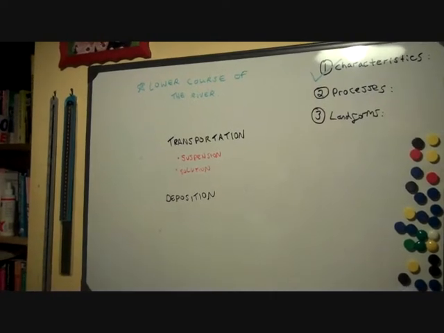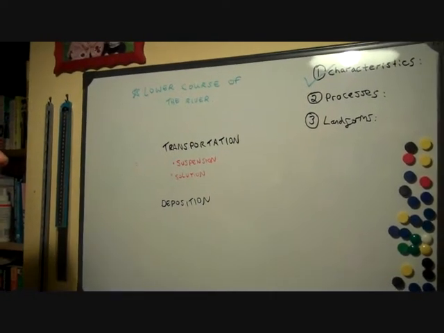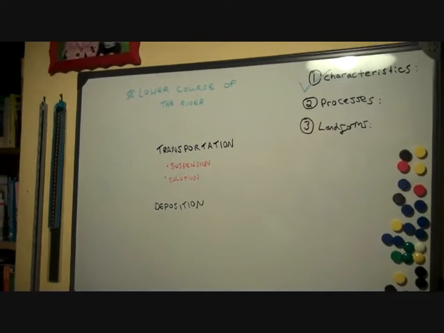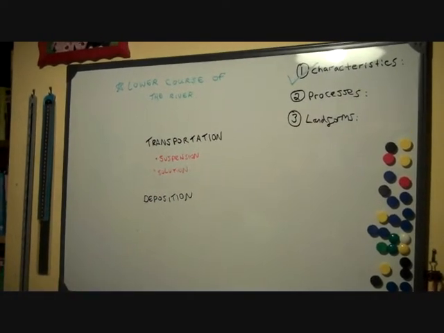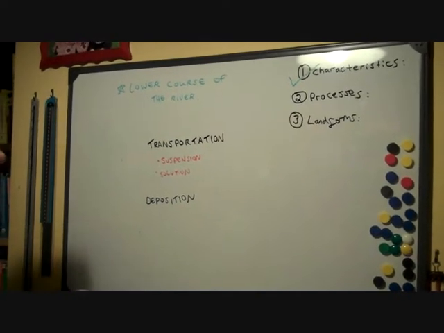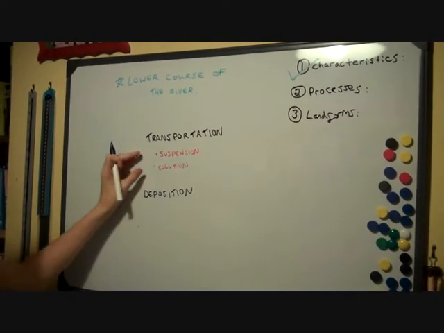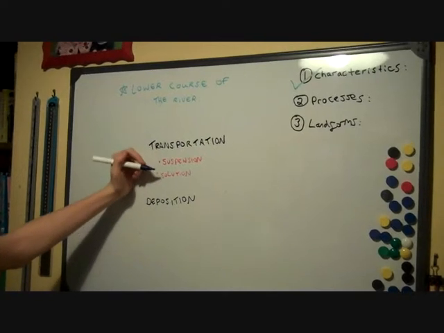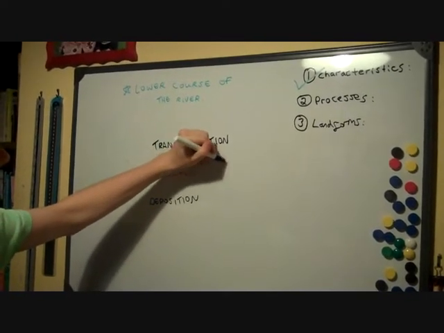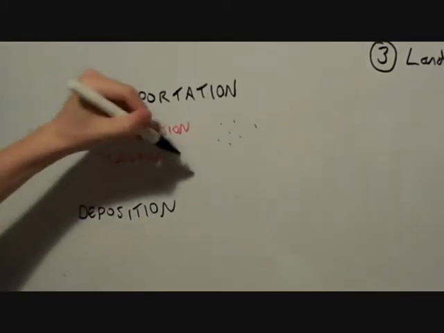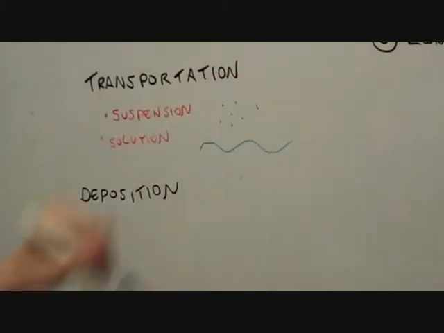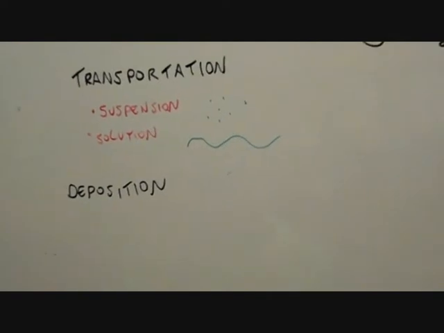Now, going on to processes. Now the main process here, or the second main process, is transportation, because we still need to transport the sediment and the load down to the mouth of the river and then eventually into the sea. The 2 main types you see here is suspension, which is when the sediment is suspended in the river, like this, and also solution, where it is just a solution in the river and often invisible to the naked eye.